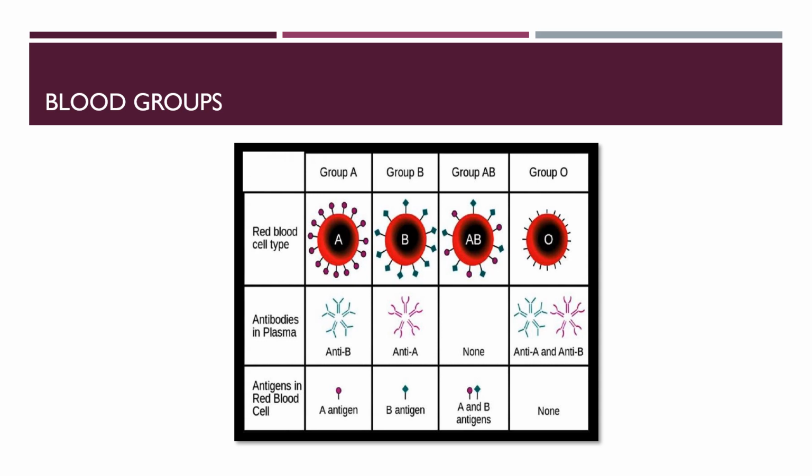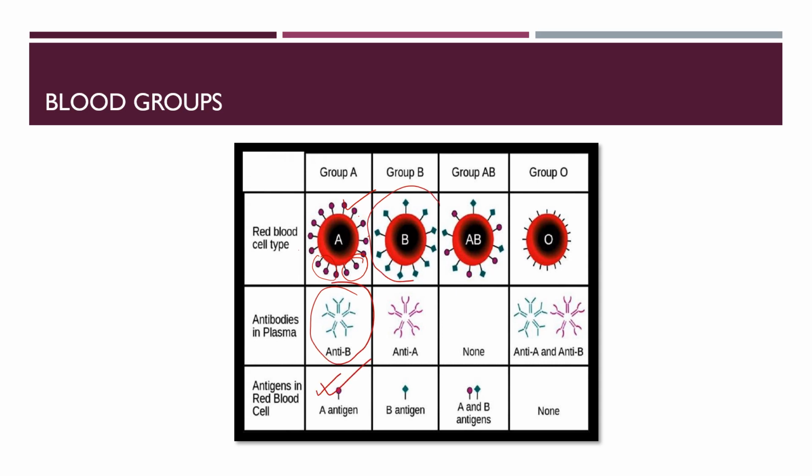First we will discuss what the blood groups are and what antigens and antibodies are present in them. The first one is blood group A. So the red blood cell type is A, and the antigens are present on the surface. What are the antigens? Antigens are A. So what is the antibody? Antibody is always B. So antigens are A and antibody is B.